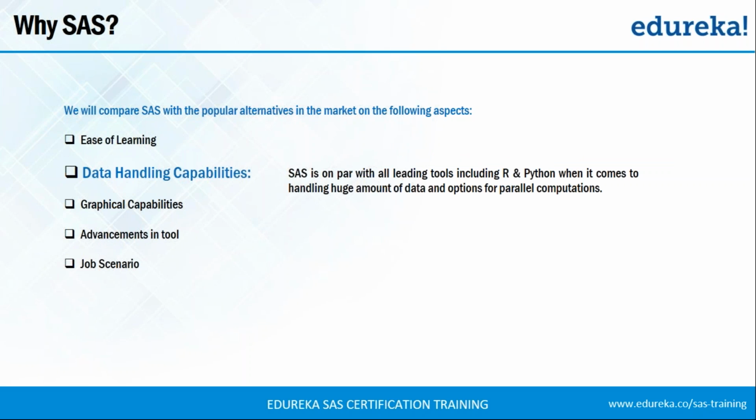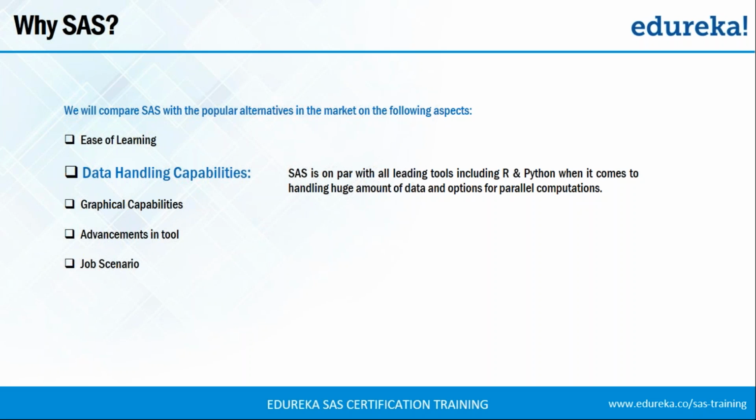Data handling capabilities. SAS is on par with all leading tools, including R and Python, when it comes to handling huge amounts of data and options for parallel computation. So whenever you're creating a model, you would need historical data. And a tool which cannot handle a large amount of data will not succeed, because the more data you have, the better is your prediction. Let's say you have to develop a model and you can just handle data for the last 2 years, compared to another tool which can handle data for the last 10 years.